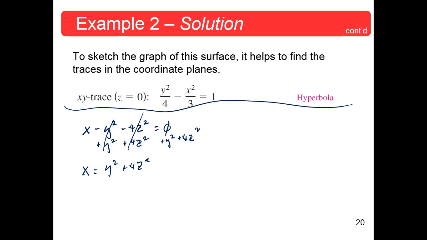So let's just count x as a constant for now. What would this shape be? If these two coefficients were the same, that would be a circle. Since they're different coefficients, this will be an ellipse. Exactly. So this is going to be an elliptical something or another.